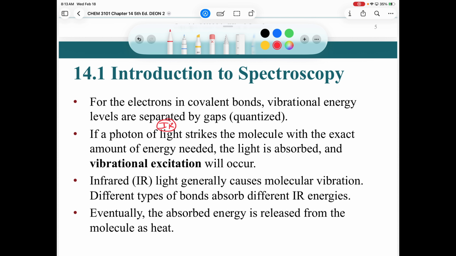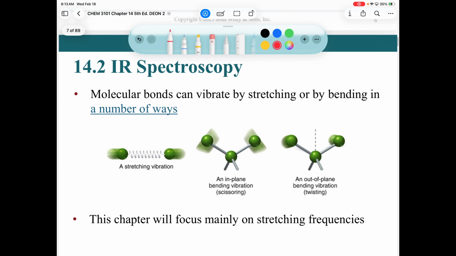Is that possible? Yes. And so what we're getting at here is that these different types of bonds, whether it's a carbon-oxygen single bond or a double bond, they're going to absorb different amounts of energies, right, which is infrared light. Different frequencies of infrared light are going to have different energies, and we can plot that, okay? So eventually the absorbed energy is released from the molecule as heat. Now, when it comes to molecular bonds vibrating or stretching, what we are going to concentrate on in Chemistry 3101 is going to be stretching vibrations. So you're going to see me probably write down the word stretch quite a bit in this class when I'm annotating a spectrum.